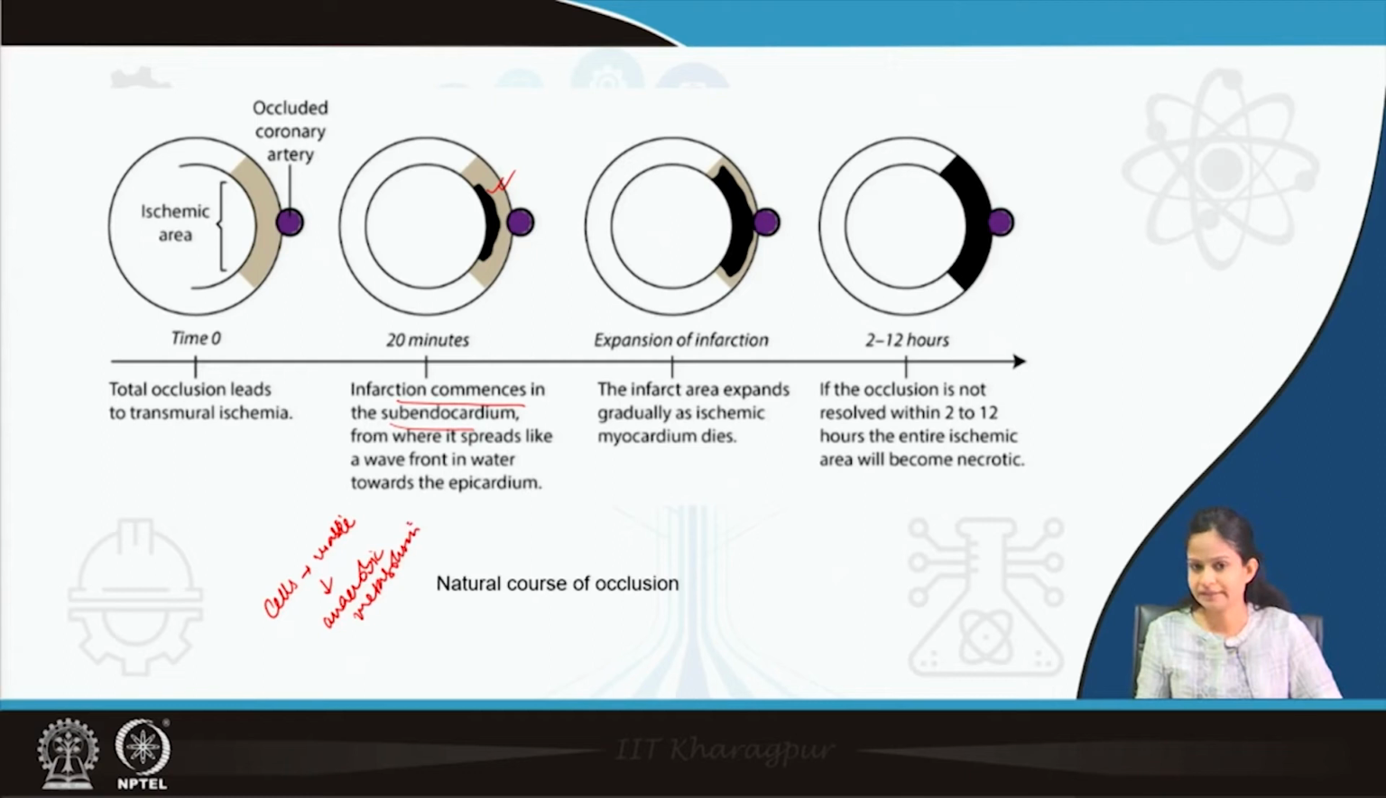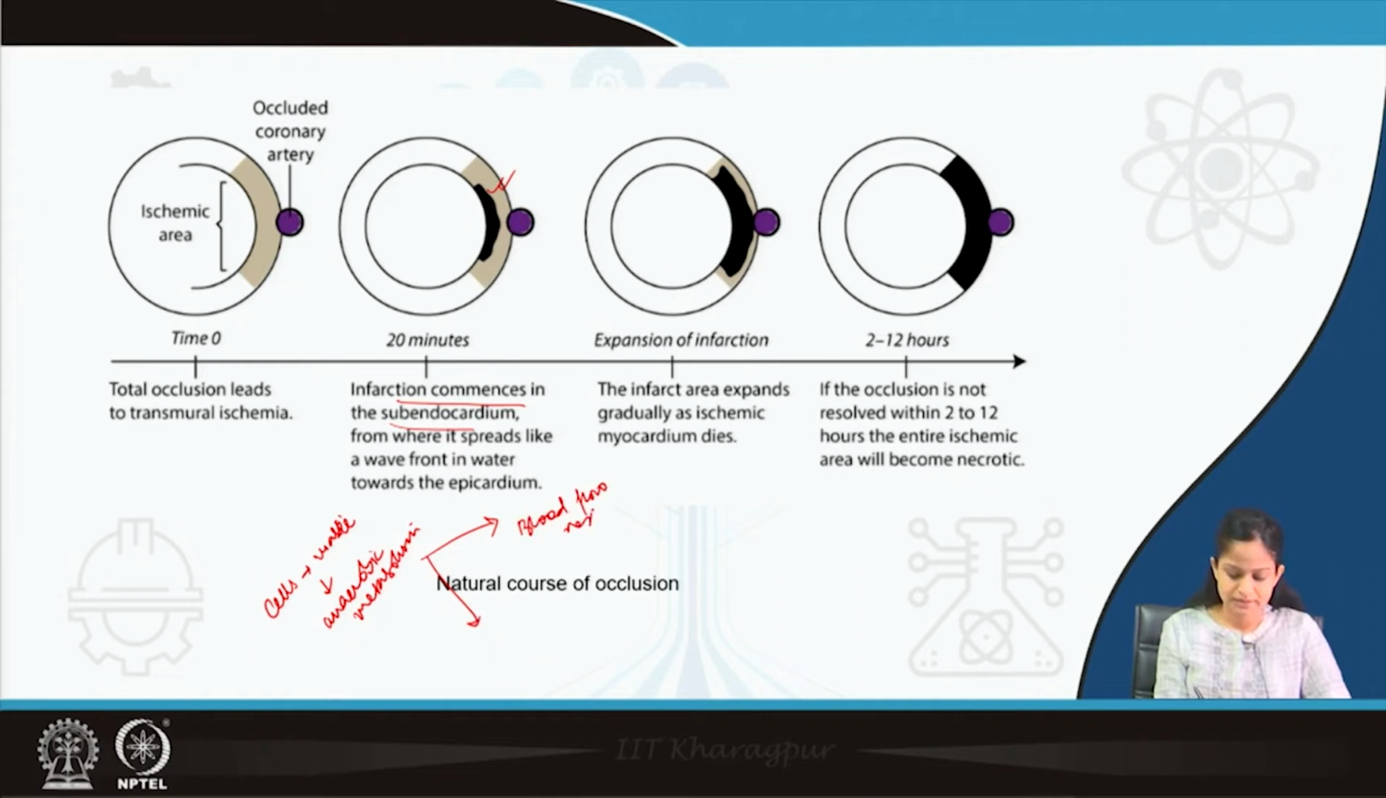Within these 20 to 30 minutes, if the blood flow is restored, two conditions can occur. Either the occlusion is over and blood flow is restored, in which case that ischemic area will heal with a scar and there will be slow ventricular remodeling.